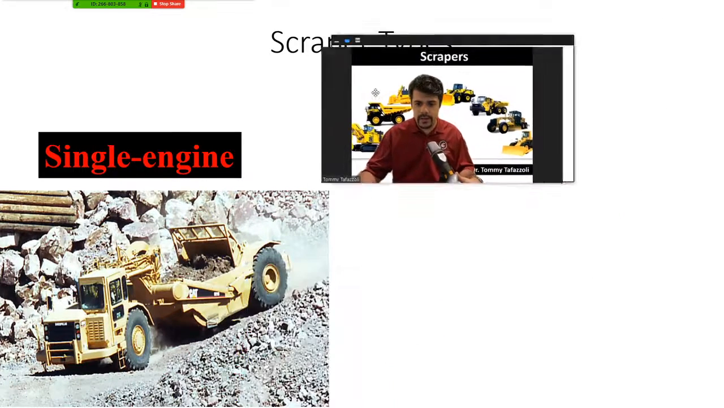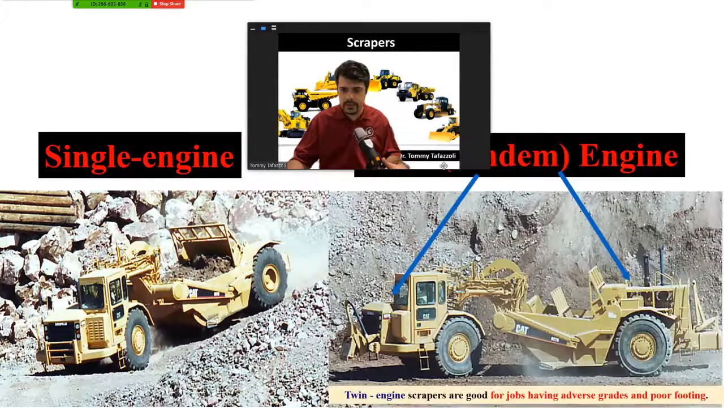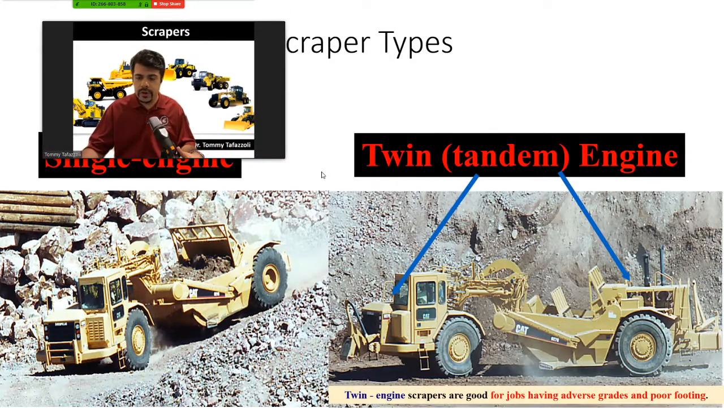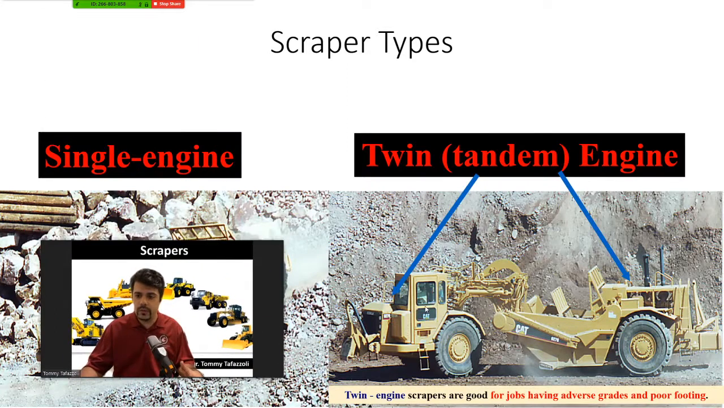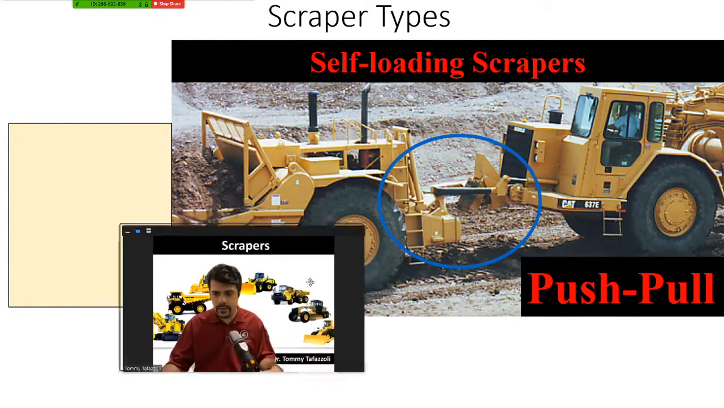So again, single engines and twin or tandem engine. So remember, they are the same thing. Twin engine scrapers are good for jobs having adverse grades and poor footing, right? Because you have additional power.